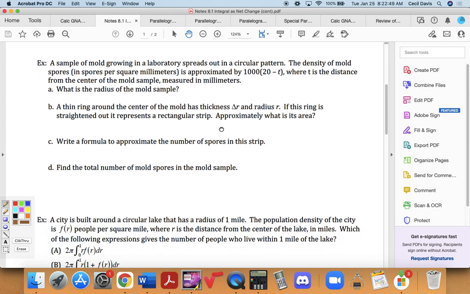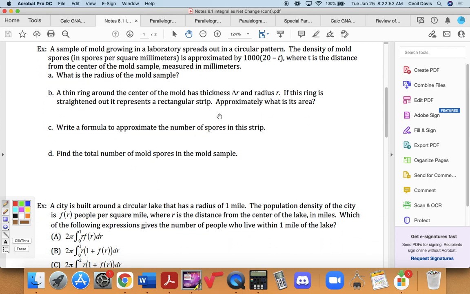So, for example, a sample of mold growing in a laboratory spreads out in a circular pattern. So this is going to be a little different than the last one where it was a rectangular pattern. The density of mold spores, in spores per square millimeter, singular, not plural, is approximated by 1,000 times 20 minus t, where t is the distance from the center of the mold sample measured in millimeters.